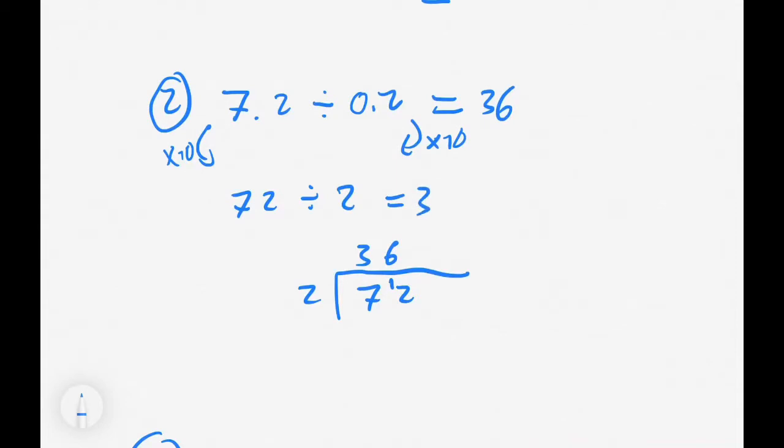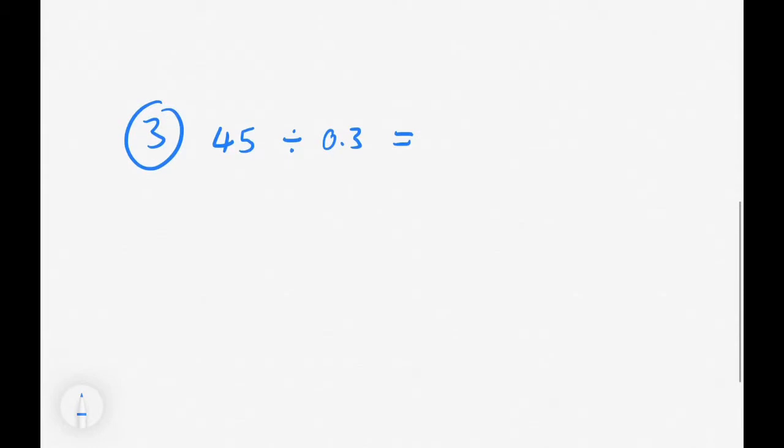Now, that might seem a little strange because we're dividing and it's got bigger. But when you divide by a number between 0 and 1, that will increase it, will make it larger. So when the divisor is between 0 and 1, it will make it a bigger number. So in this case, that's fine. So 36 is correct. Finally, we've got our 45 divided by 0.3.